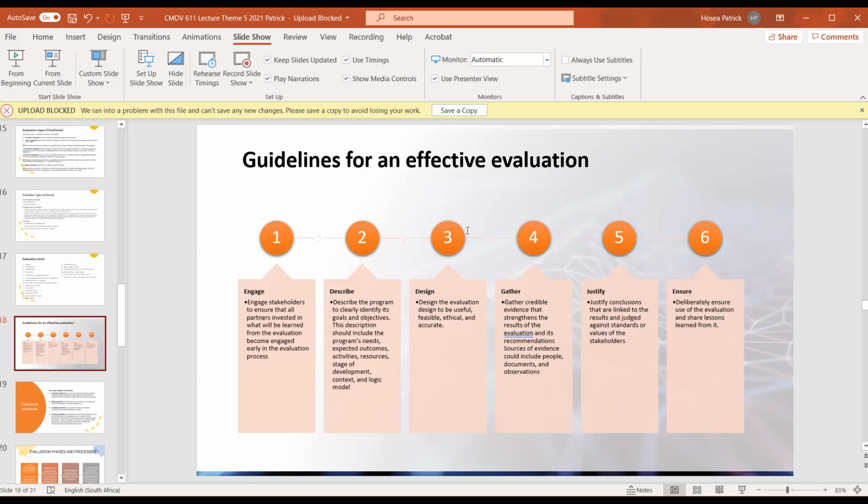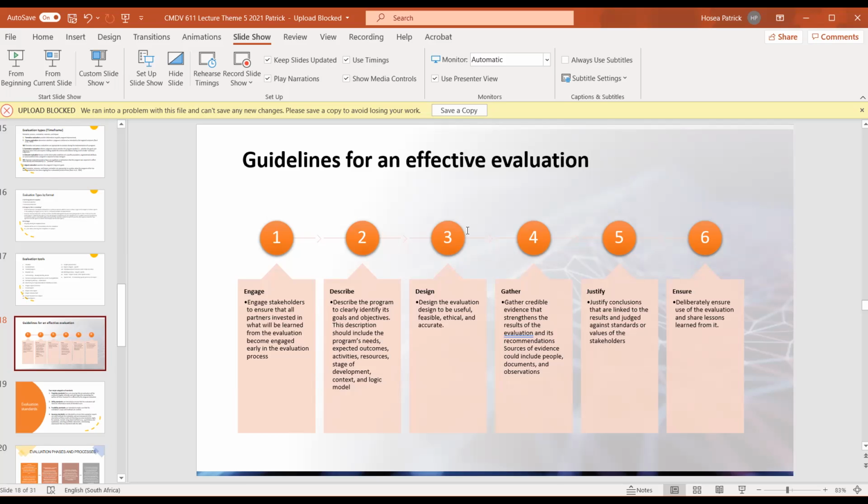And then you justify your conclusion, right? That's the justification of whatever reports you came up with. At this place, you are linking the results together. And then you must deliberately ensure that the evaluation produces lessons that must be observed. What are the lessons learned? You must be able to share the lessons that you learned, that you carried out from that particular project. So basically, these are the guidelines to look at.